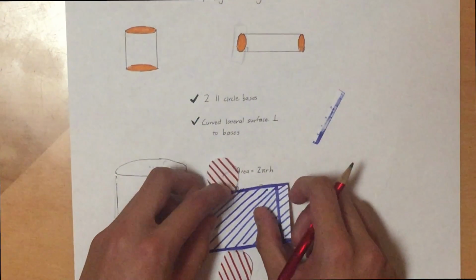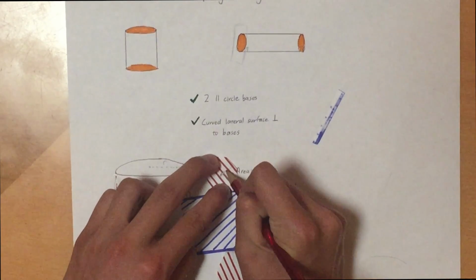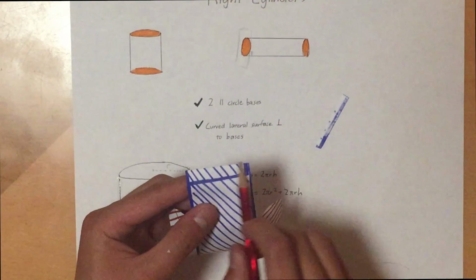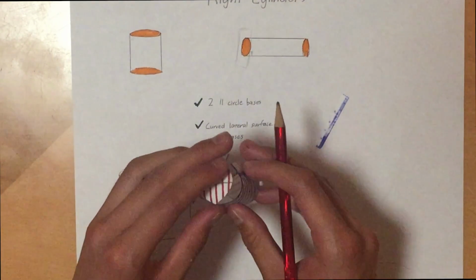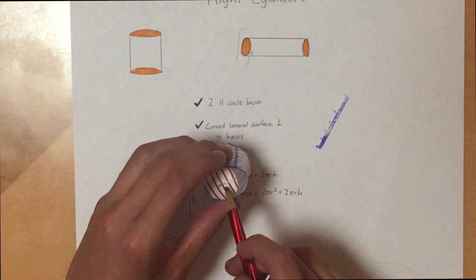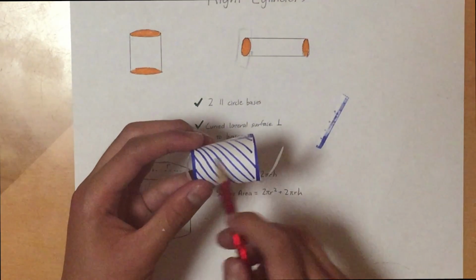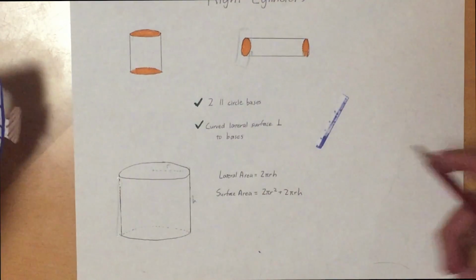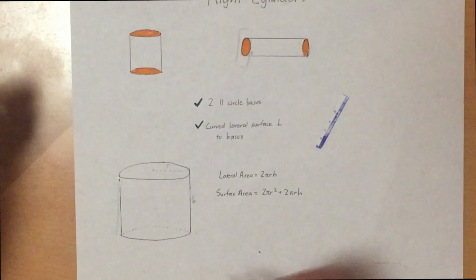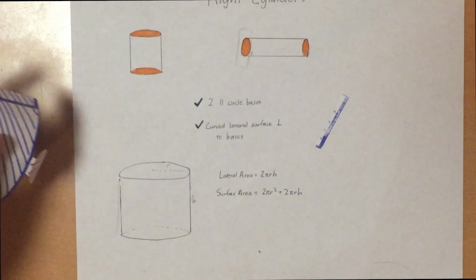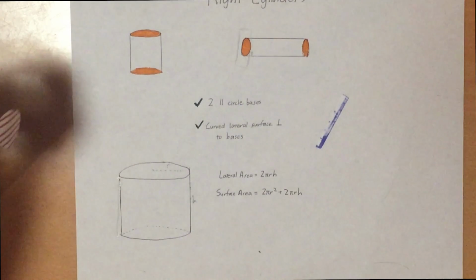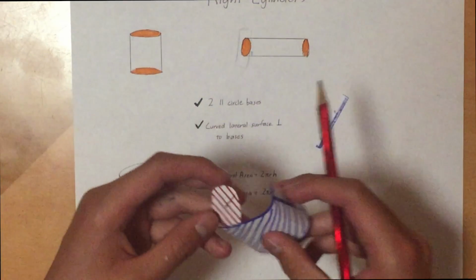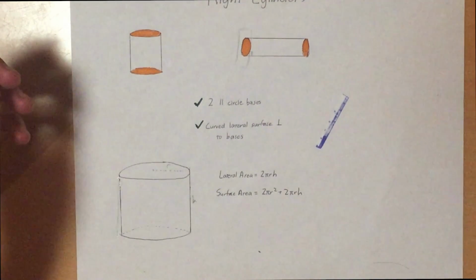I'll model that over here. Right here, this distance from the center of the circle to a point on the edge would be the radius, and this distance right here would be the height. So to find the lateral area, you multiply 2 pi, the radius, times the height. And that would get you the lateral area, which would be this blue area right here. If you wanted to find the surface area, you just need to add the lateral area to the area of the two bases. And since the two bases are circles, you can use the formula for the area of the circle, which is pi r squared. You multiply that by 2 and add it to the lateral area, which is 2 pi r times height. So that's a pretty easy concept.